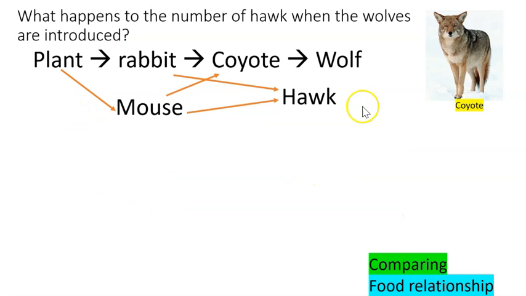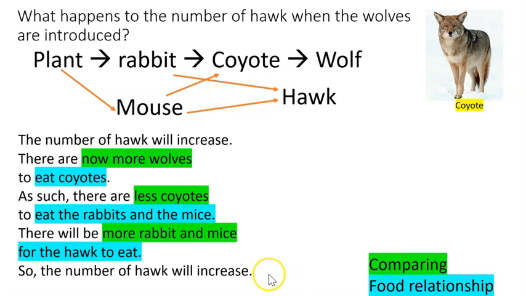With the same food web, what will happen to the number of hawks when the wolves are introduced? From the food web, the hawk and the wolf are not directly linked. Between the hawk and the wolf, we have mouse, rabbit, and coyote. Based on these two criteria, the answer will look like this.